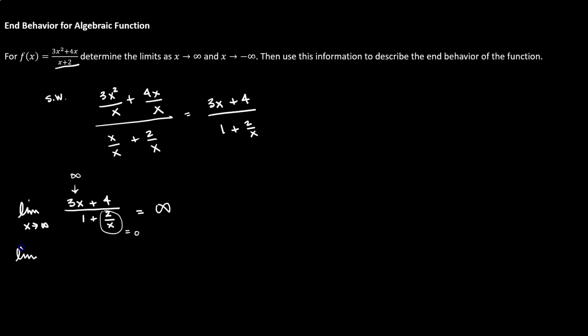And when we look at x approaching negative infinity, we would make a similar argument: 3x plus 4 over 1 plus 2 divided by x. That 2 divided by x goes to 0, but the 3 times x, when x gets very, very negative, is going to go to negative infinity. So in this case, we don't have an asymptote. In fact, our function blows up to positive infinity and blows up to negative infinity.